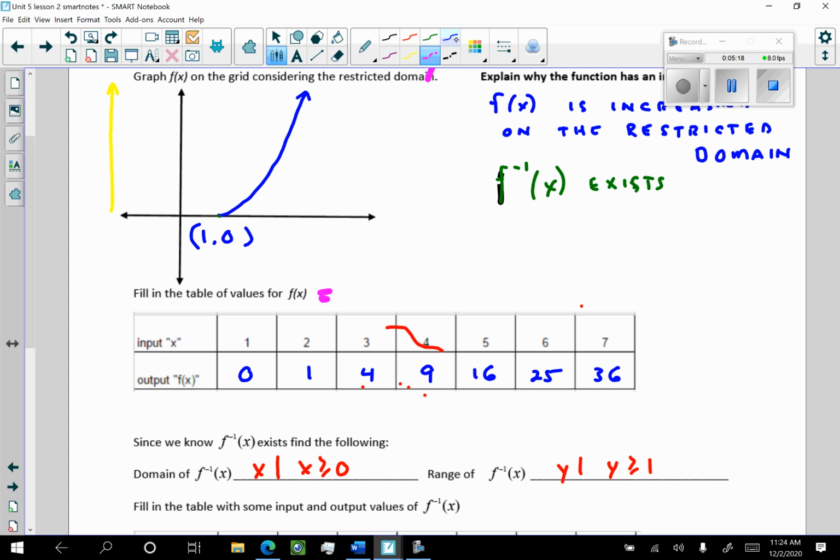I want to keep, man. And I want some outputs for some specific inputs. If I put 1 in, I know it's 0. If I put 2 in, 2 minus 1 is 1, squared is 1. If I put 3 in, 3 minus 1 is 2, 2 squared is 4. 4 minus 1 is 3, 3 squared is 9. 16, 6 minus 1 is 5, squared is 25, 7 minus 1 is 36. Okay. So these are points that are on f of x.